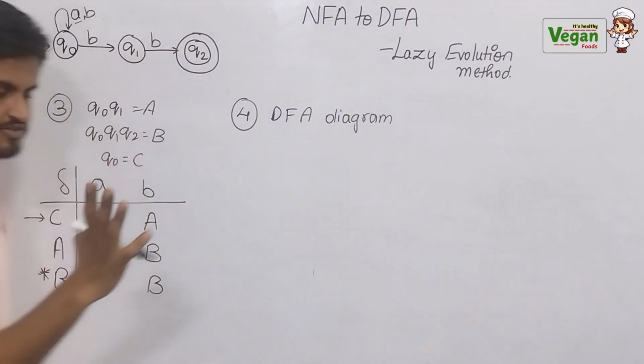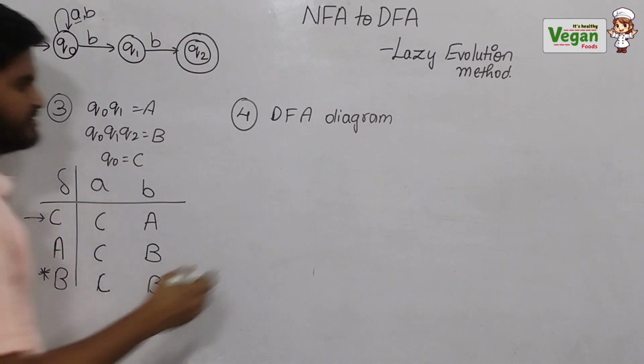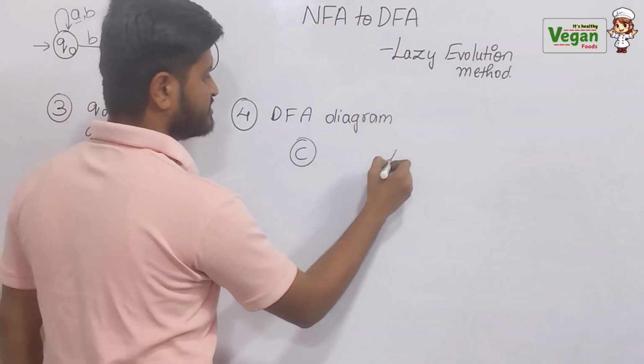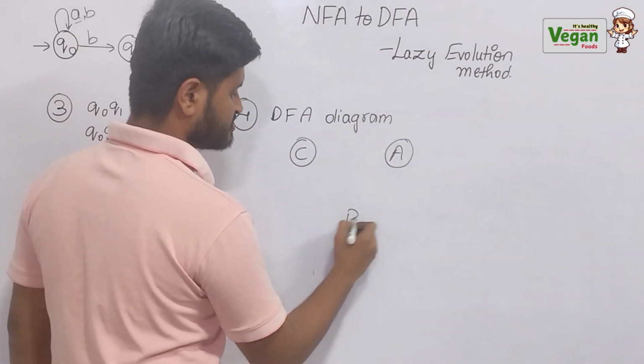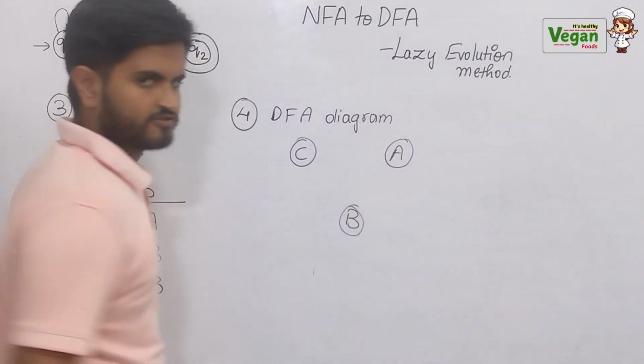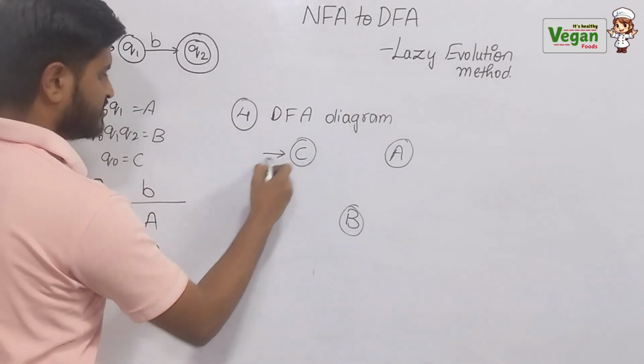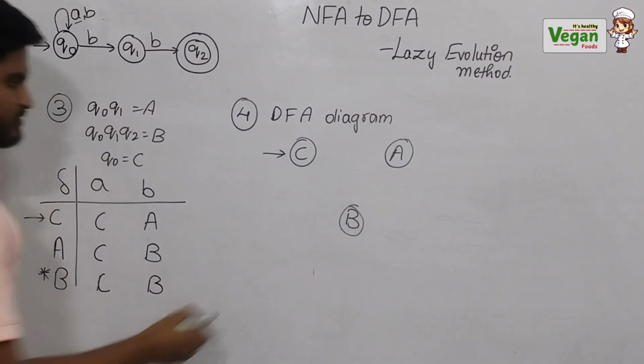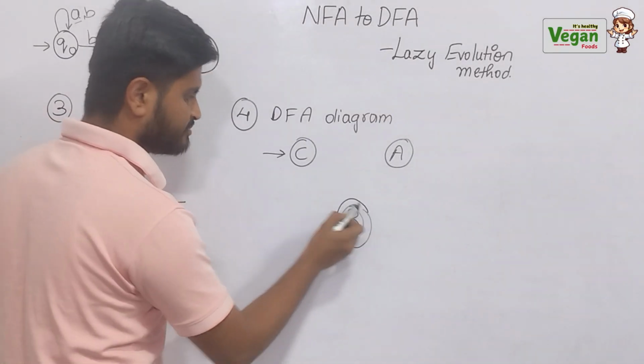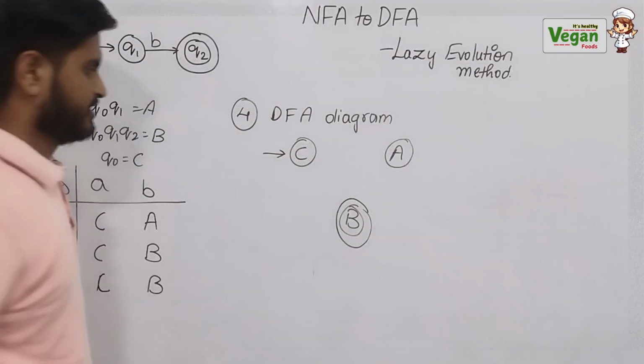So what are my states? C, A, B. So C is my one state, A is my another state, B is my another state. You can write B here also, wherever you can write. Now C is my initial state and B is my final state. So if it is a final state, it must be enclosed within two circles.